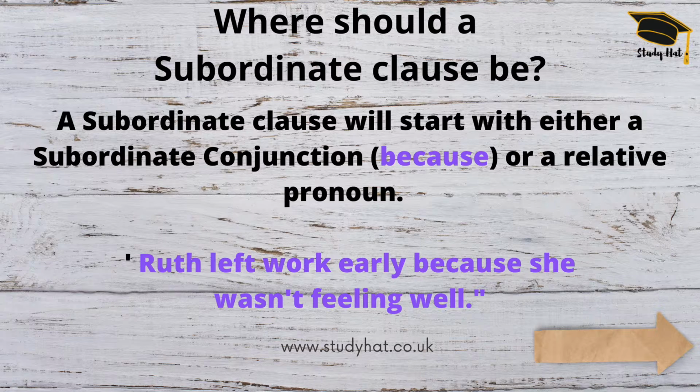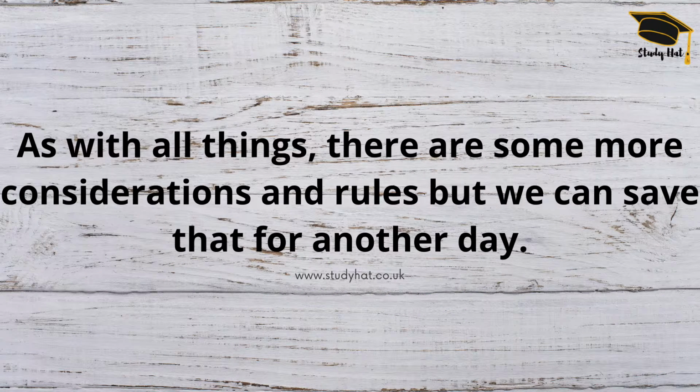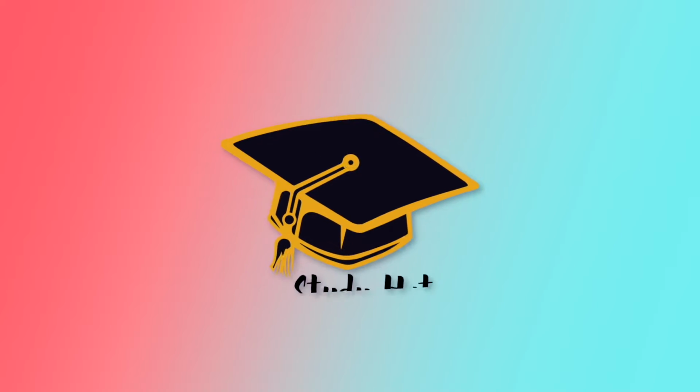A subordinate clause will start with either a subordinate conjunction, for example, "because," or a relative pronoun. Now at some point we'll do another video on this to go into a bit more detail, but for now, let's just accept that "because" is a subordinate conjunction. So as with all things, there are some more considerations and some rules that help guide us, but we can save that for another video, as I say.